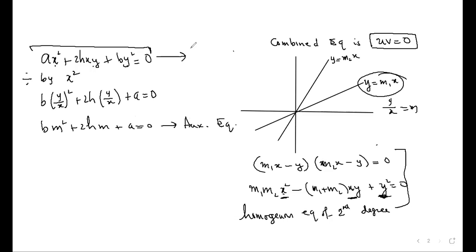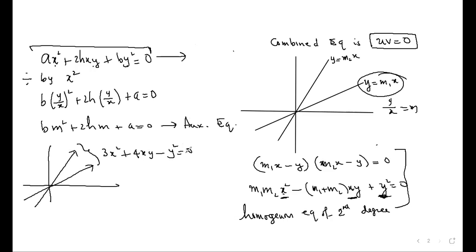So every homogeneous equation represents two lines passing through the origin. If the combined equation is 3x square plus 4xy minus y square equal to 0, how to find their slopes? Divide the equation by x square and replace y by x with m. You will get minus m square plus 4m plus 3 equal to 0. Means the coefficients will become reversed. Solve this equation. Whatever values of m you get, they will be the slopes of the lines. Is it clear to everybody?